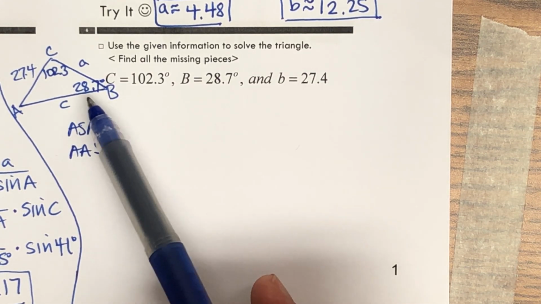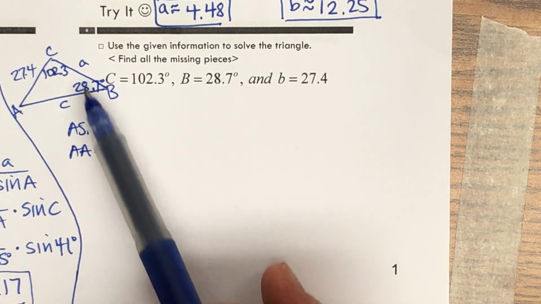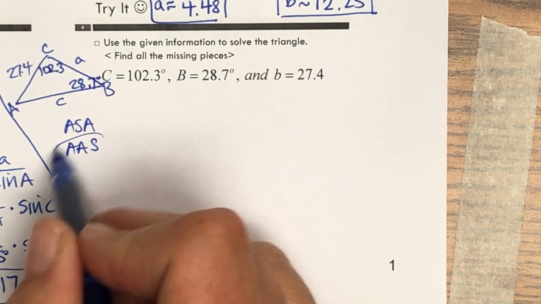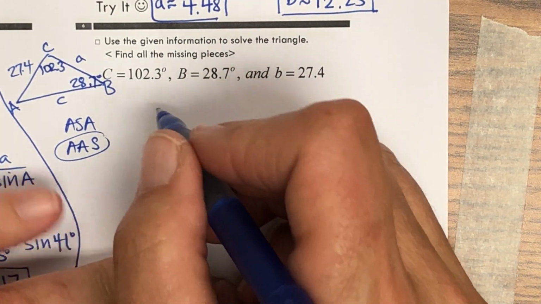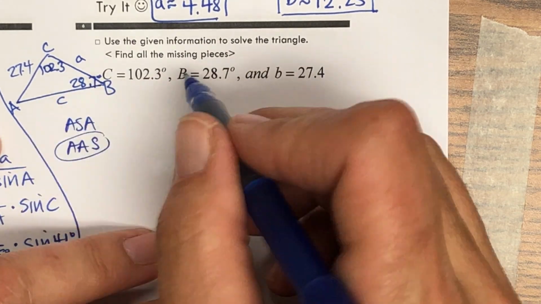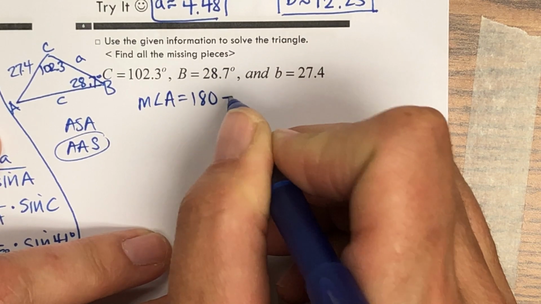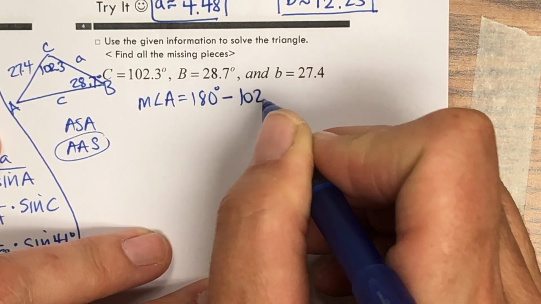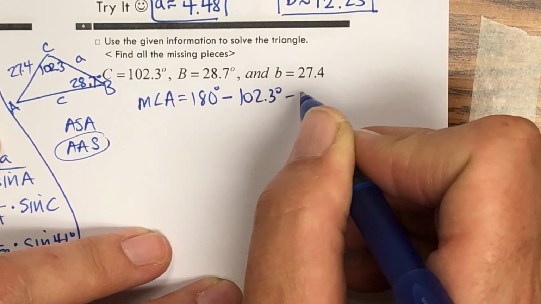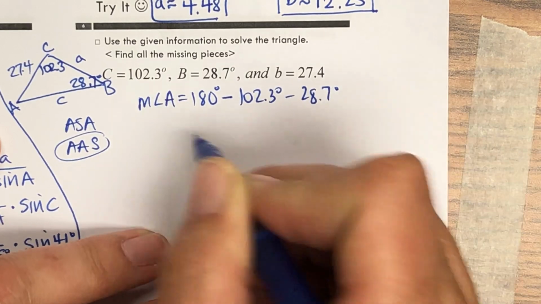Oh, did I just give you angle, angle? Oh, no, I did give you angle, angle, side. Yep. Angle, angle, side. Okay. So let's see here. Find the missing angle. The measure of angle A is going to equal 180 degrees minus 102.3 degrees minus 28.7 degrees.